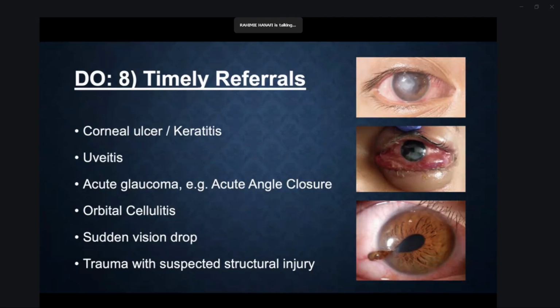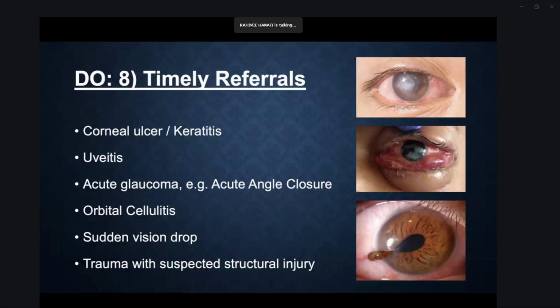Then acute glaucoma, for example acute angle closure, you really need to refer to us immediately, because we need to bring down the intraocular pressure fast to prevent any further damage to the optic nerve. Then orbital cellulitis, which means the extraocular muscles, even the optic nerve, can be involved. So it's really an emergency, and we need to do imaging to know the extent of the disease, whether there's any pus formation in the subperiosteal area, or even further progression into cavernous sinus thrombosis, or even an intracranial spread. So it's an emergency.